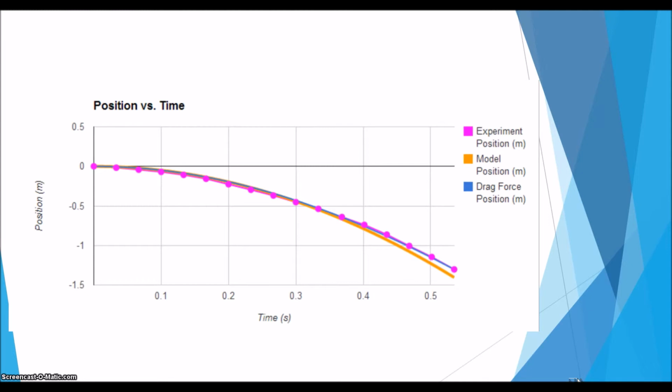I graphed the data of the three models into a position versus time graph. There are differences between the computational model with no drag force and the experimental model, but the computational model with drag force ends in the same spot as the experimental model. This is because, like I've said before, of the drag force opposing the gravitational force, making the model not overpredict the final position.